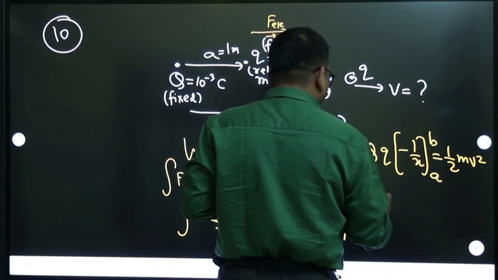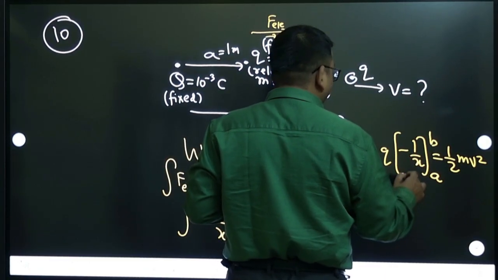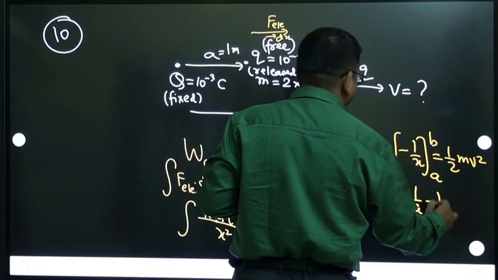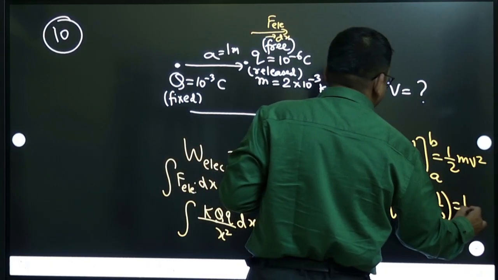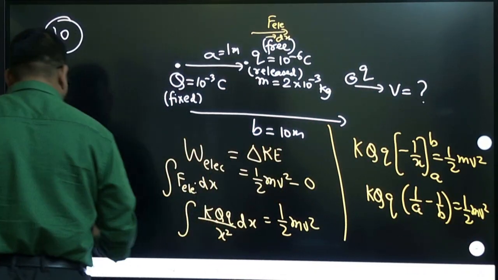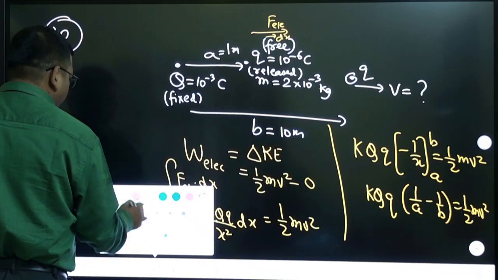So this becomes kQq times minus 1 by b minus minus, plus. So 1 by a minus 1 by b is equal to half mv square. Now if you want, you can substitute values. I'll do the calculation this side.